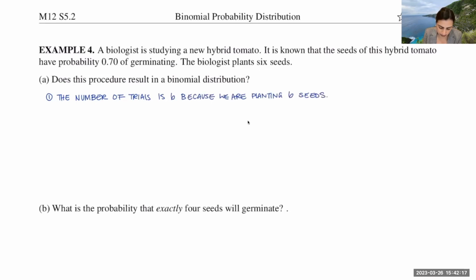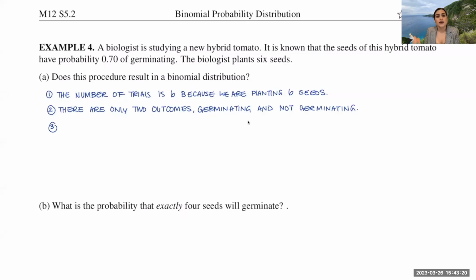All right. Now, the next one is, does each trial have only 2 outcomes? A trial would be planting a seed. Every time we plant a seed, what can happen with the seed? It could germinate or it could not germinate, right? Just die. There are only 2 outcomes, germinating and not germinating.